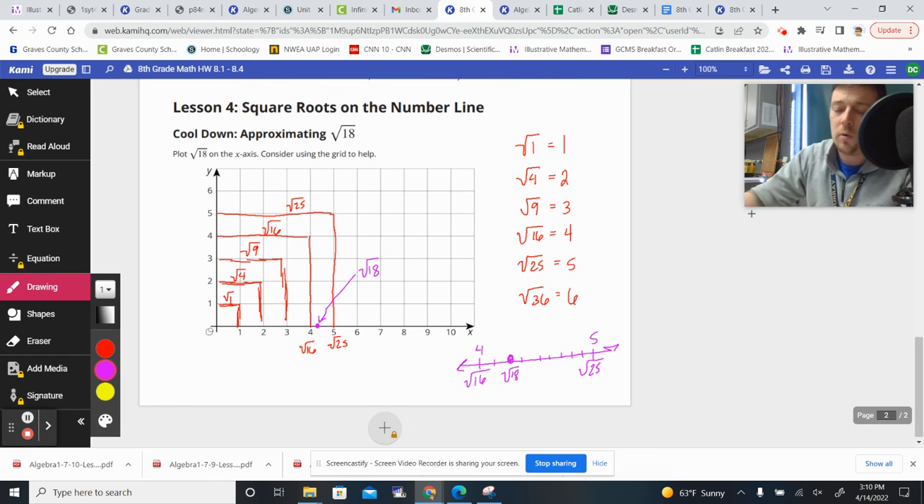I hope this was helpful and you guys are able to plot these points and think about what they equal in their decimal form. And I would even approximate, okay, that it's probably about, I don't know, 4.1 or 4.2, something like that, somewhere in between.